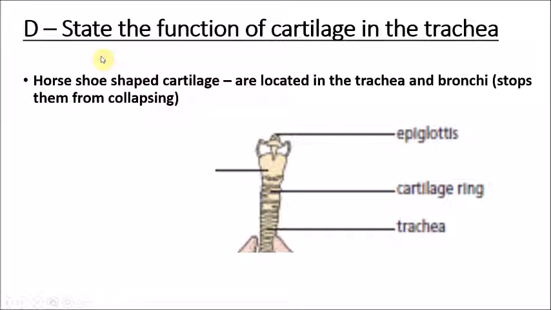Objective D is to state the function of cartilage in the trachea. It's horseshoe shaped, so it goes round the front and curls towards the back, but doesn't join at the back. It's all the way down the trachea and the bronchi, and it just stops them from collapsing, so it keeps the tube open.